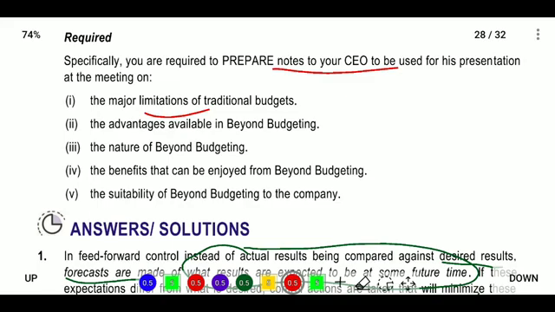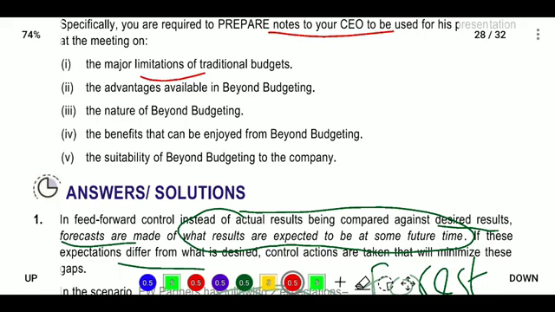For convincing, you must provide the traditional budget limitations. What are the traditional budget limitations? It is time consuming, it is costly, it is a barrier to change, it has little strategic focus, it has little value, and it is infrequently developed and updated. So we will explain these limitations, and after the explanation they will ask what the advantages of going for beyond budgeting are.